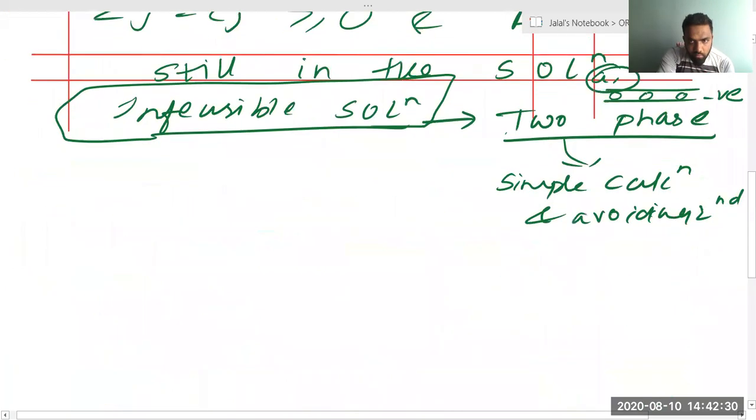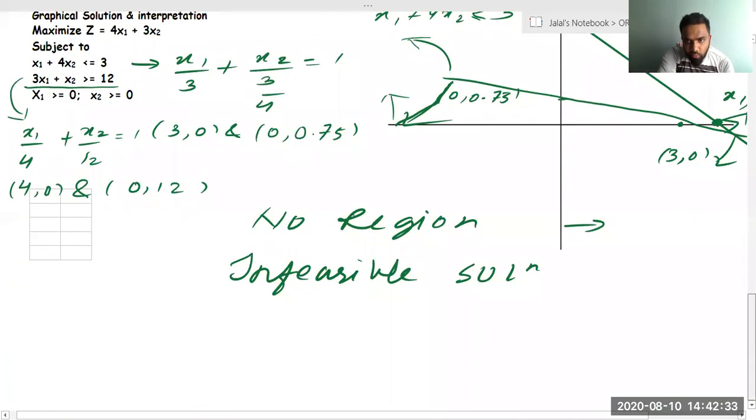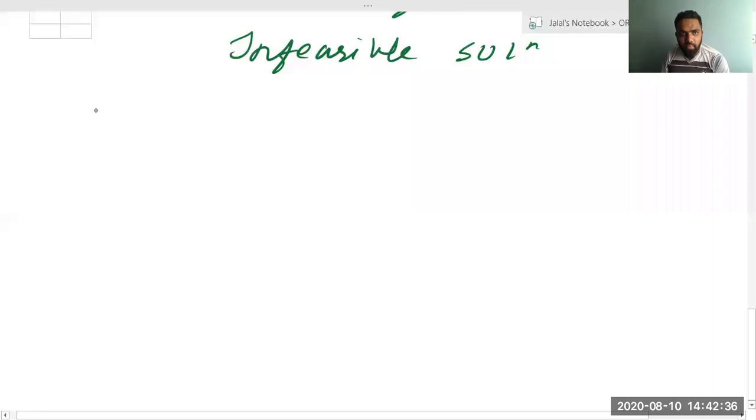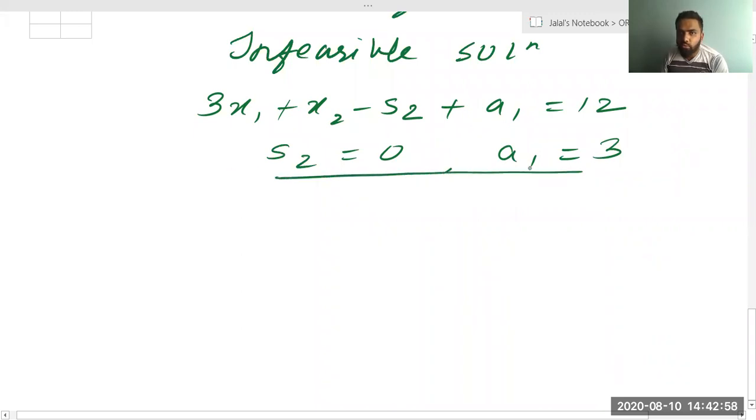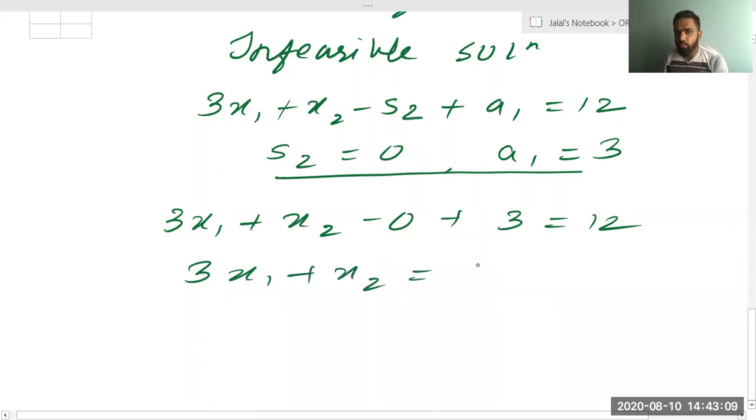So before finishing the lecture, I'll try to elaborate something for you. What is my equation where I used A? 3x1 plus x2 minus s2 plus a1 is equal to 12. Now I know from the final solution s2 is equal to 0, since there is no s2 in the equation, and a1 is equal to 3. If I resubstitute these two values, just look at the equation that I'll get: 3x1 plus x2 minus 0 plus 3 will be equal to 12. If I simplify, 3x1 plus x2 is equal to 9.